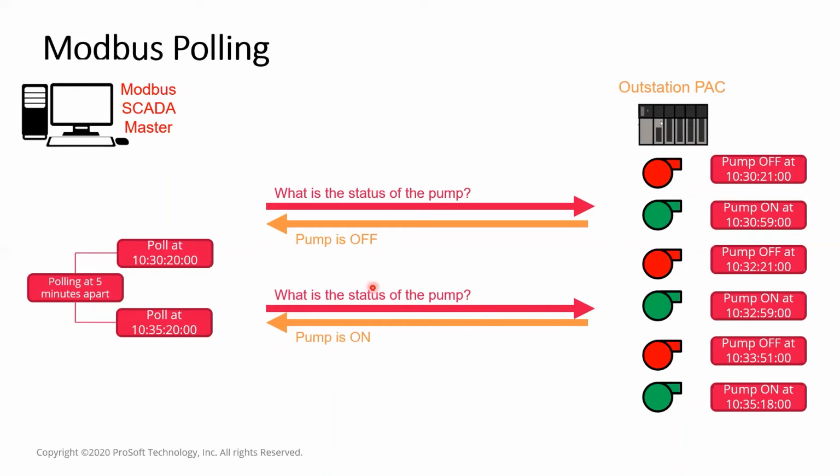So if you're trending, for example, what is this pump doing? You're basically going to see these two markers, and for the time in between, you're going to see a flat line. So that's not an accurate picture. That does not help you with things.